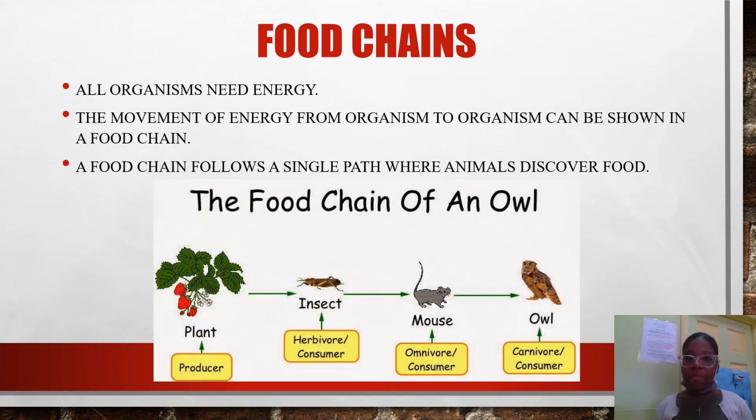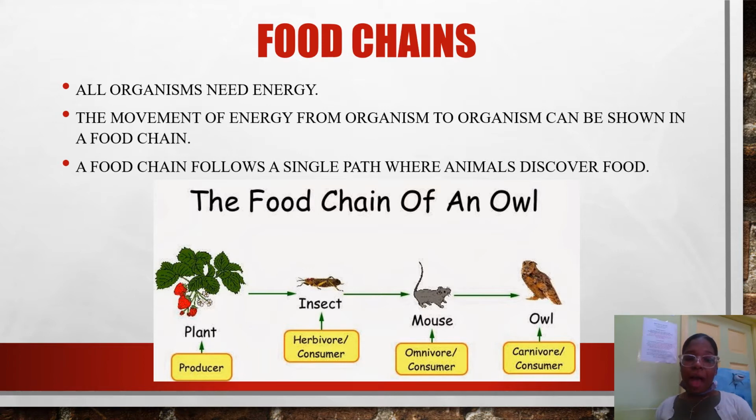Here's an example of the food chain of an owl. The yellow rectangular boxes at the bottom, we're going to be talking about those a little later. So the plant in the rectangular box is labeled producer. We're going to be talking about producers a little later inside our content videos in part 2 of food webs and food chains. We will also be talking about herbivores, omnivores, carnivores, and consumers, and the different types of consumers in part 2 of food webs and food chains. But this is the food chain of an owl.